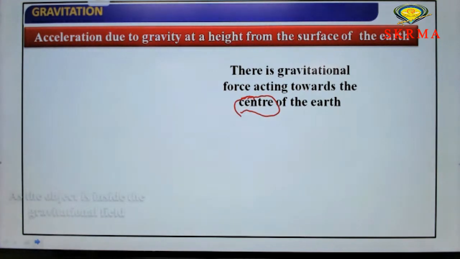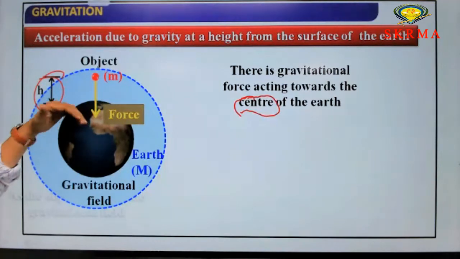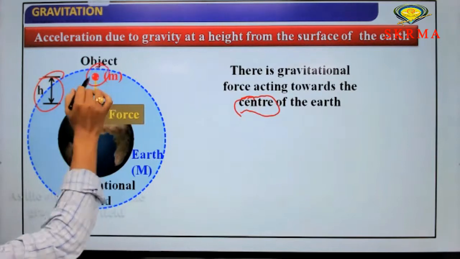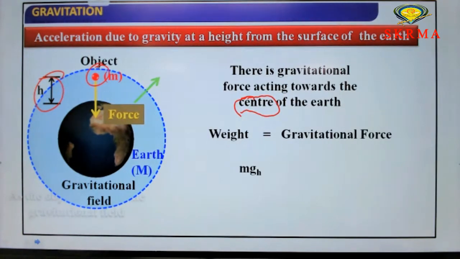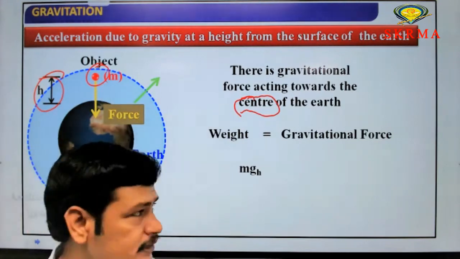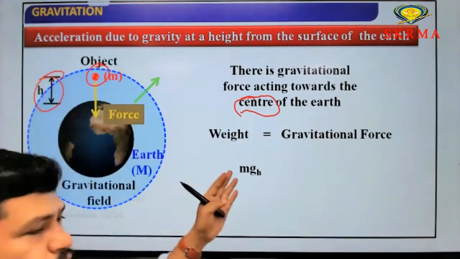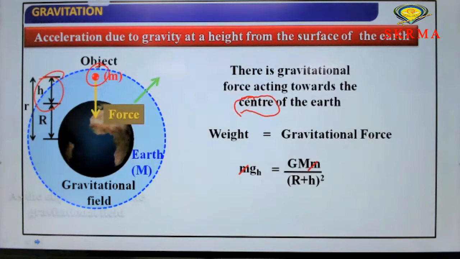If you consider gravity in the same fashion, everything is the same, but at some height h. This is the Earth's surface. If you move some height h from the surface, the gravity of the mass is obtained like this: GM by r square, in the same fashion. Here the weight is equal to the gravitational force. The weight is nothing but the force due to gravity. Now the weight at the height h is equal to mg_h at that surface. The gravitational force equation is GM by r square.